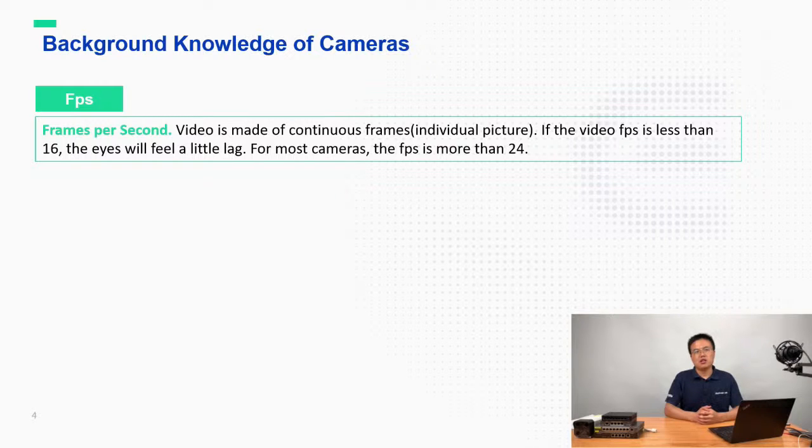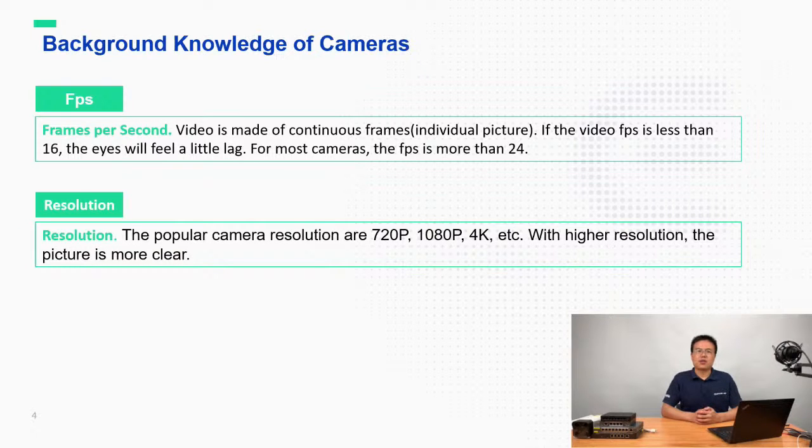The first is FPS. FPS means frames per second. As we know, video is made of continuous frames. The frames are individual pictures. If the video FPS is less than 16, the eyes will feel a little lag. And for most cameras in the market, the FPS is more than 24.